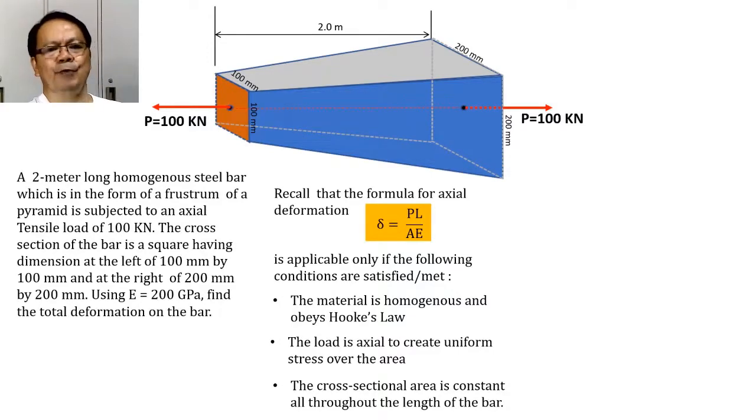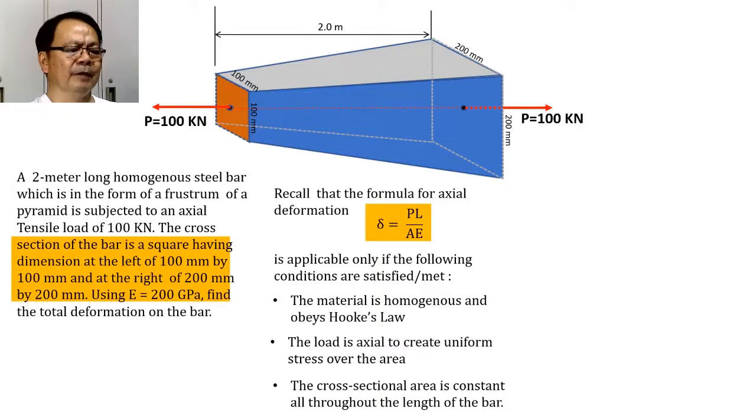Now let us try to go back to the problem. It is mentioned in the problem that the cross-section is a square having a dimension at the left of 100 by 100 and at the right of 200 by 200. So it follows therefore that the cross-section of the material is not constant all throughout the length. As a matter of fact, it is indicated that the section on the left is smaller than the section on the right. Hence, we cannot use directly the formula PL over AE because the cross-sectional area that is supposed to be constant is not satisfied.